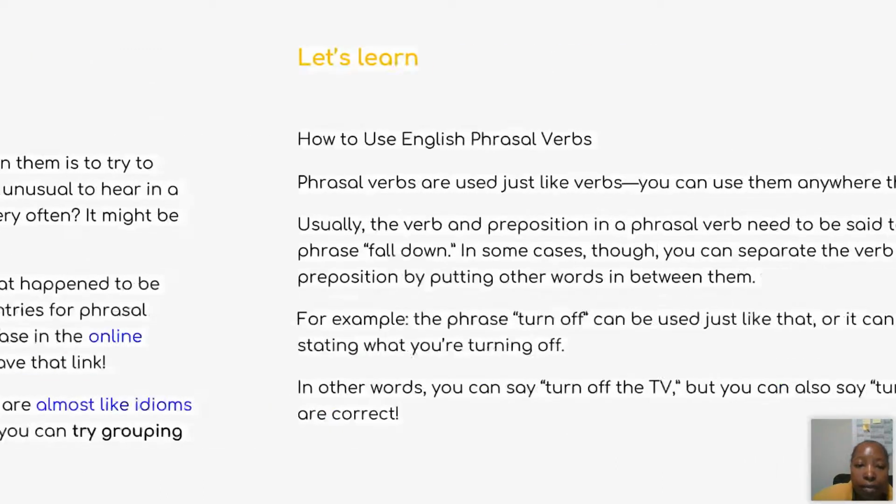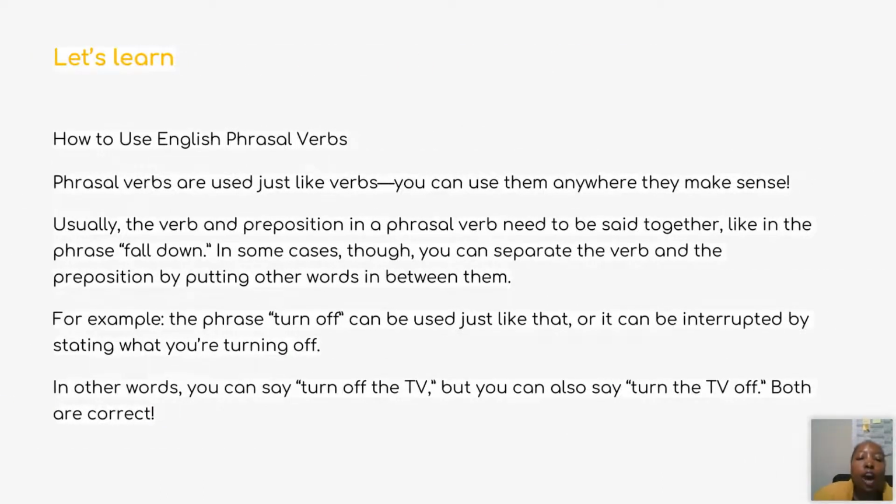So phrasal verbs are just like verbs. You can use them anywhere they make sense. Usually, the verb and preposition in a phrasal verb need to be said together, like in the phrase fall down. In some cases, though, you can separate the verb and the preposition by putting other words in between them. For example, the phrase turn off can be used just like that, or it can be interrupted by stating what you're turning off. So in other words, you can say turn off the TV, but you can also say turn the TV off. Both of these are correct, okay?